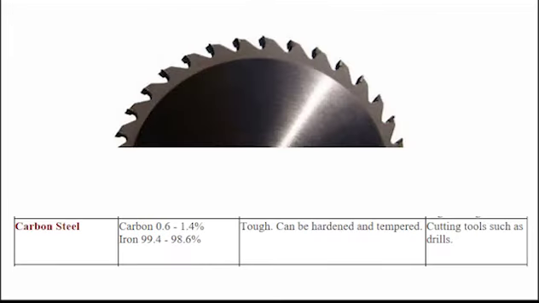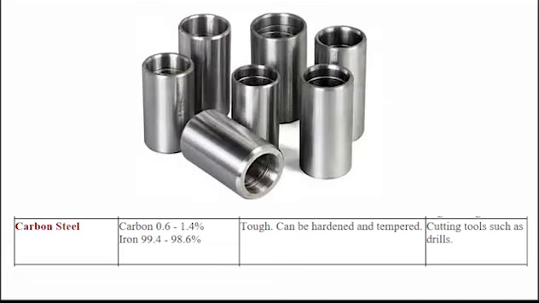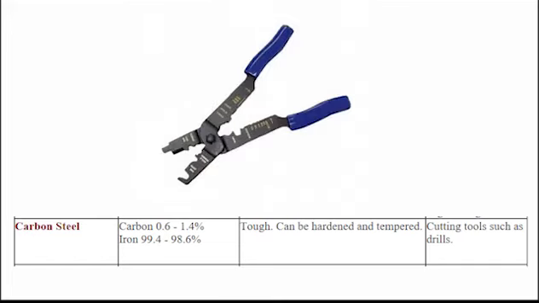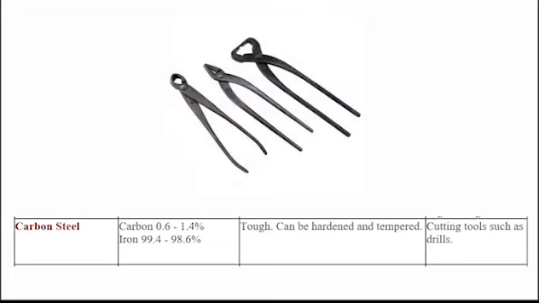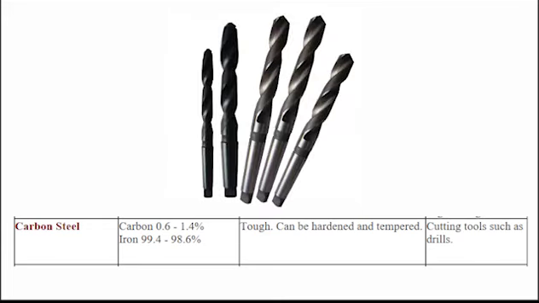Carbon steel is very useful as a metal from which tools are manufactured. It has a carbon content of 0.6 to 1.4% and an iron content of 99.4 to 98.6%. As you would expect, it is very tough, and is often hardened and tempered when used in tools. Most cutting tools, such as drills, are manufactured from this metal.